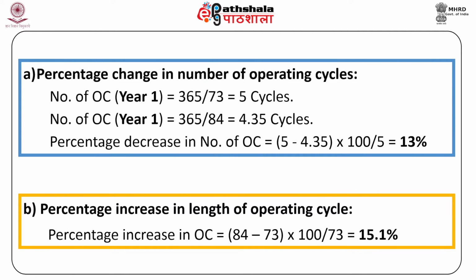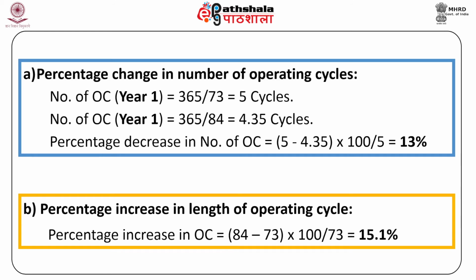Here is the solution. Percentage change in the number of operating cycles. Here we are taking the number of days in a year as 365. So the number of operating cycles for year 1 will be 365 divided by 73, which comes to 5 cycles. Similarly, for year 2 it will be 365 divided by 84, which comes to 4.35 cycles. Percentage decrease in the number of operating cycles between year 1 and year 2 will be (5 minus 4.35) multiplied by 100 divided by 5, which equals 13%.